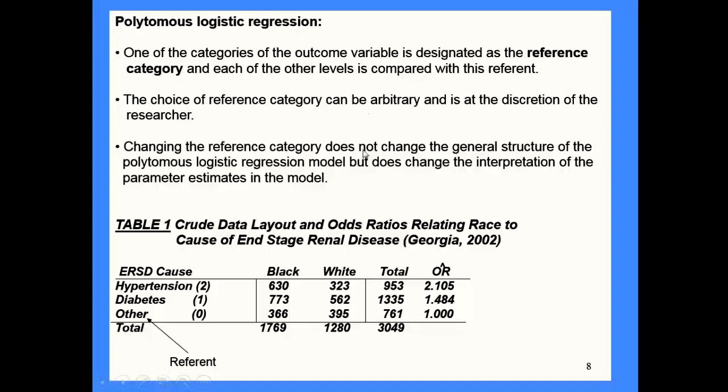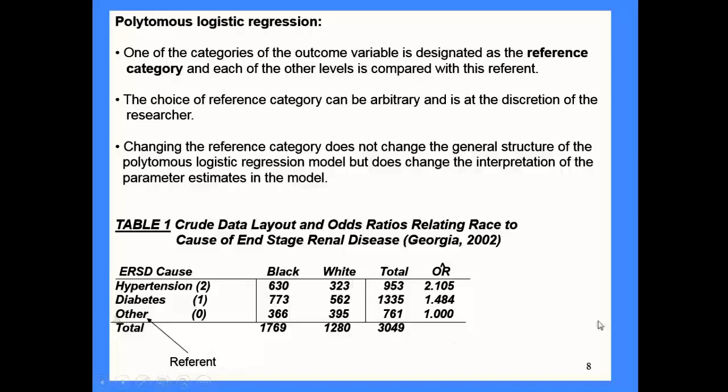And if you change it, you might change what the interpretation is because you're comparing different things to each other, but you're essentially going to get the same results, but you might change how you interpret the results. For the purpose of this discussion, I'm going to make the other reason for having ESRD, end-stage renal disease, the referent category. And the other two categories are hypertension and diabetes.